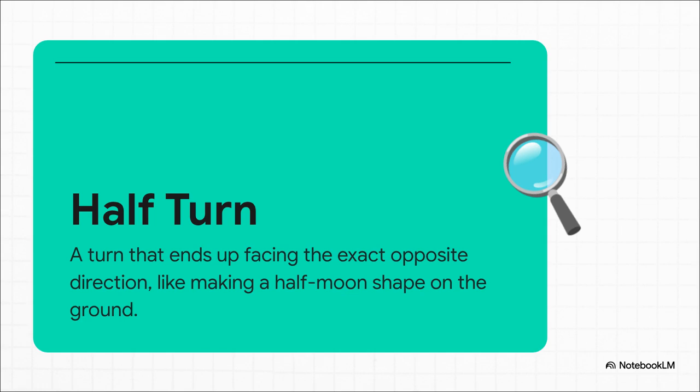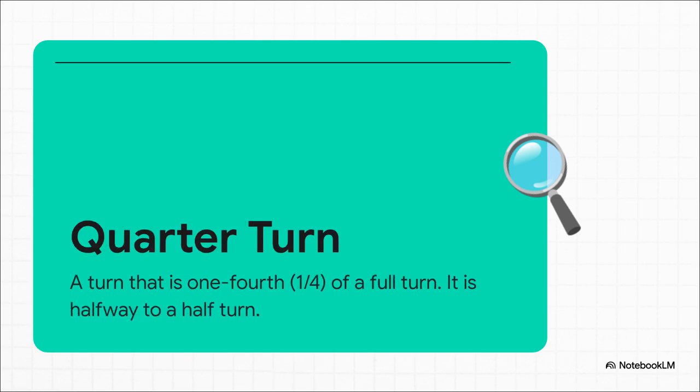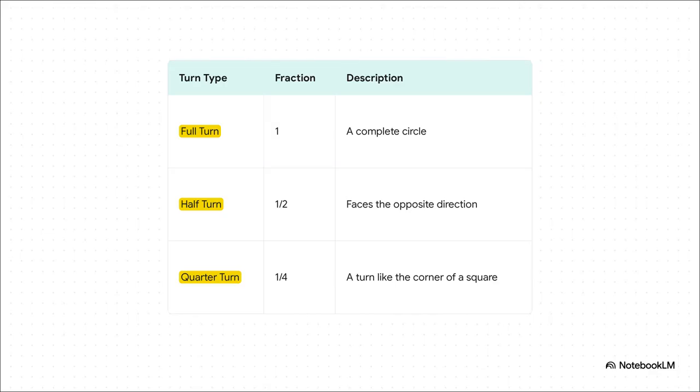Then you've got a half turn. Pretty simple, right? You just turn until you're facing the exact opposite direction. You've done a complete 180. Imagine you're tracing a perfect half circle on the floor with your foot. That's a half turn. And then we have the most important building block of them all: the quarter turn. It's exactly what it sounds like: halfway to a half turn. This is the turn we make all the time without even noticing, like when you're walking down the street and you turn a corner.